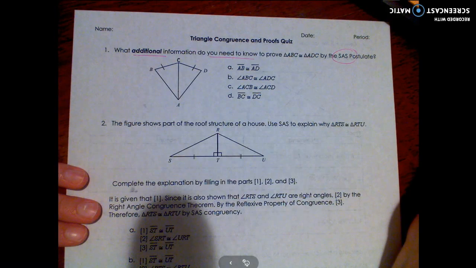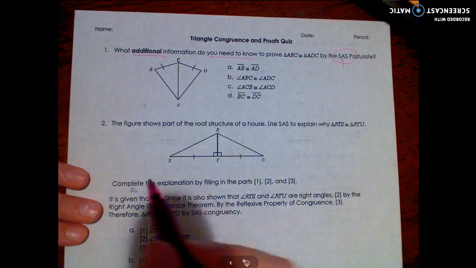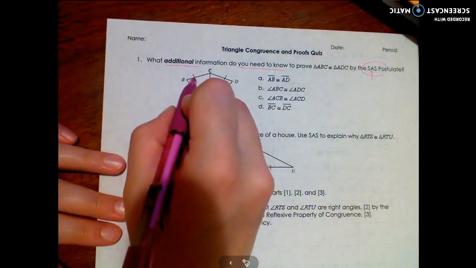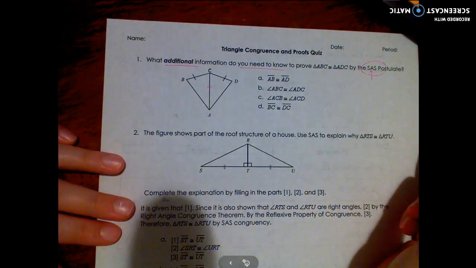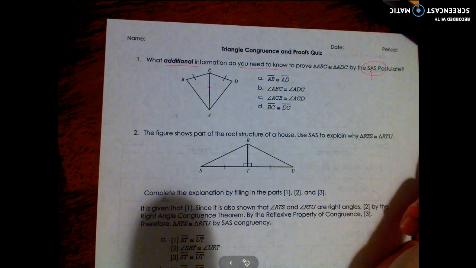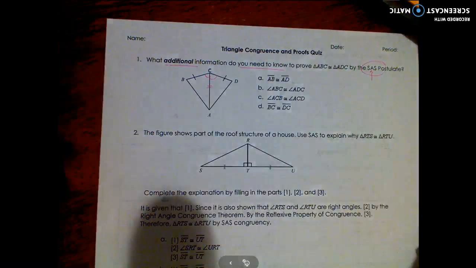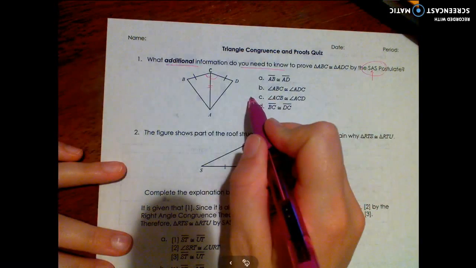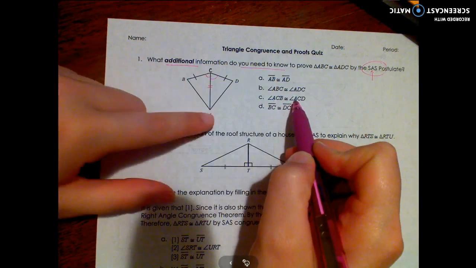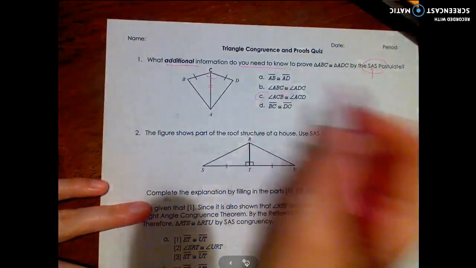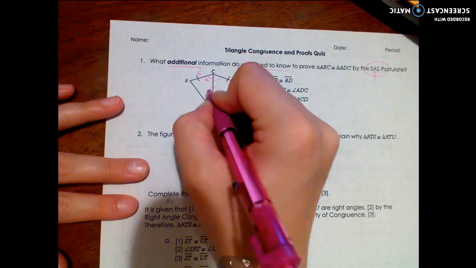So remember, to prove side angle side, the angle has to be between the two sides. So if you look right here, you've got these two sides already. You know that that side is congruent to itself because of the reflexive property. So if you could prove that that angle and that angle were congruent, which is C, I think, ACB, ACD, yeah. So C, if you knew that, then you would have side angle side.